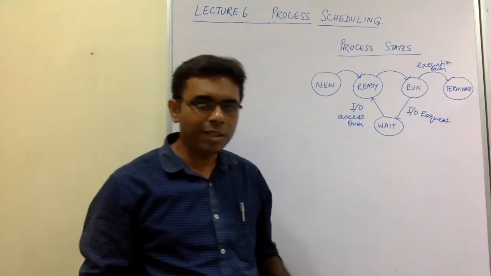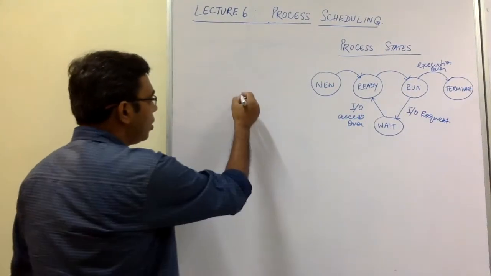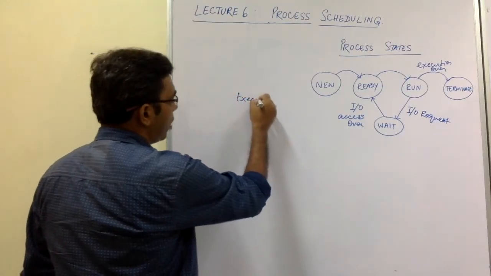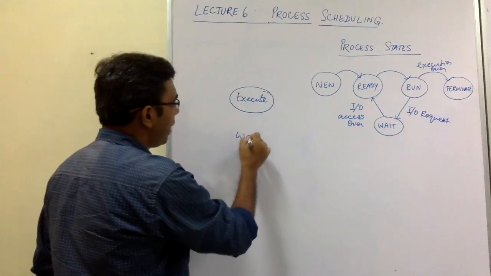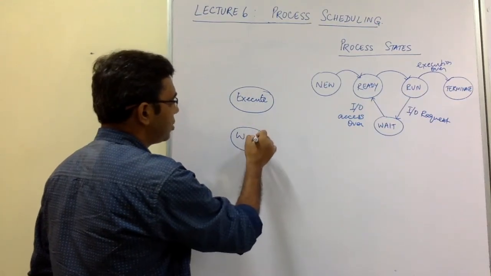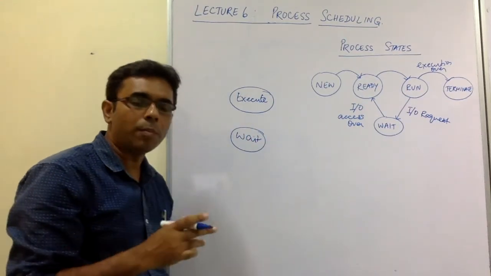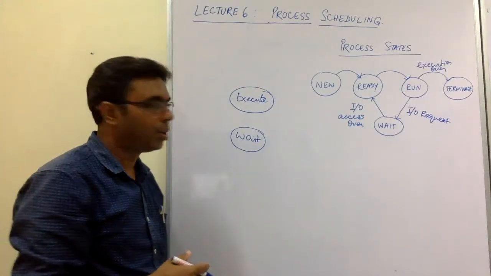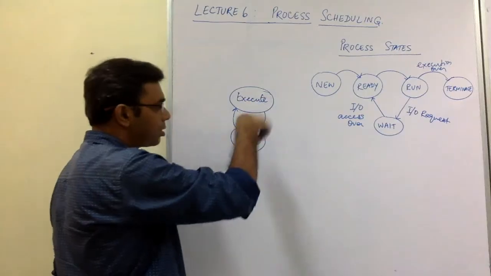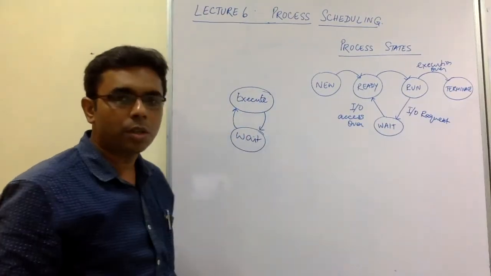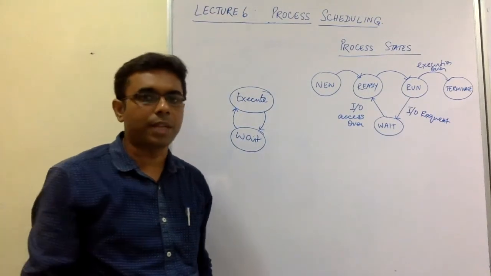So if it is only one single process, then you have either an execute state of a process or you have a wait state of a process. So that's the situation if you have only one process that is currently running in your system. So either the process is executing or it is waiting. So this is the loop in which a process moves during its life cycle.